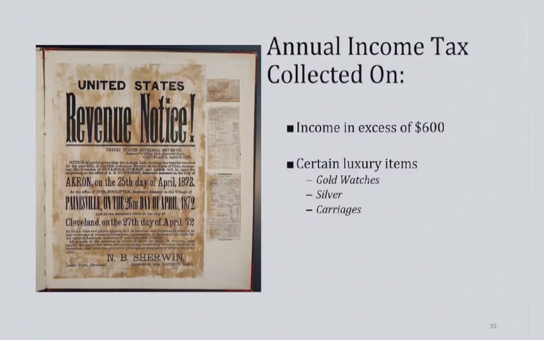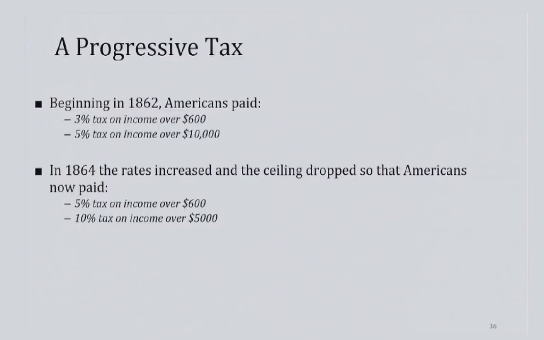The assessment lists were turned over to the collector of internal revenue, who then posted a notice in each county within the district. The one seen here was pasted on the back of one of the Ohio tax assessment list volumes. In the notice, the collector specified a time and place when he would be collecting the taxes due. Next slide, please.